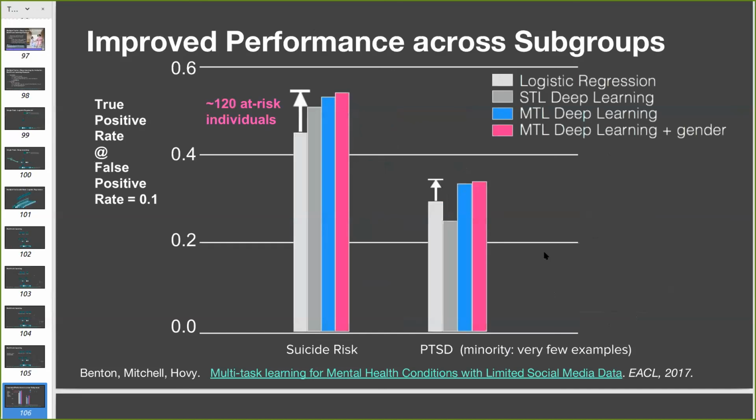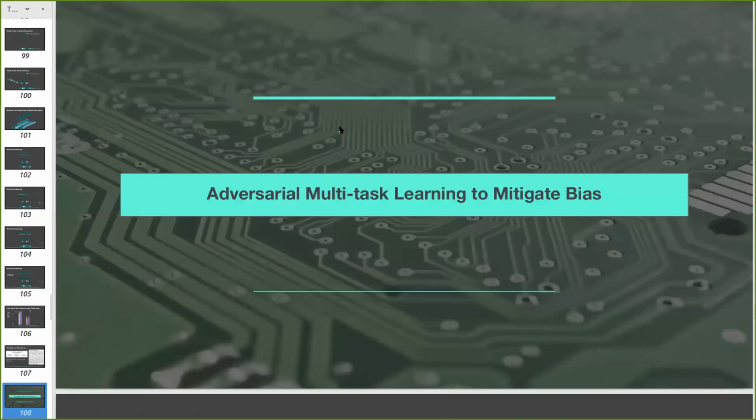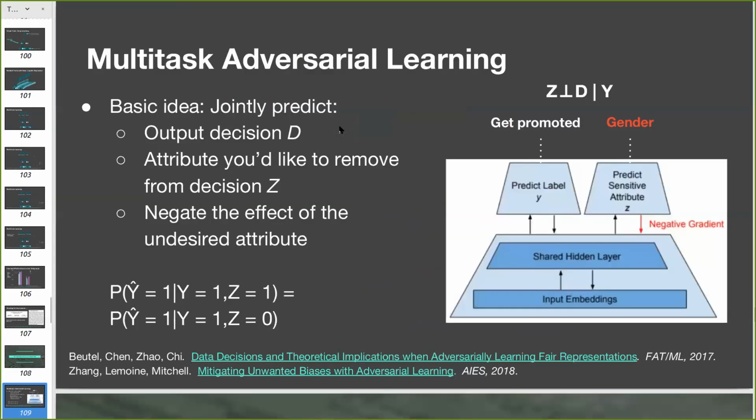Here's the plot comparing the performance for different models. The first one here is for logistic regression. Then we have single task learning, deep learning. Then we have multitask learning, deep learning, and then finally multitask learning with gender. So how exactly does it help when we're adding gender?